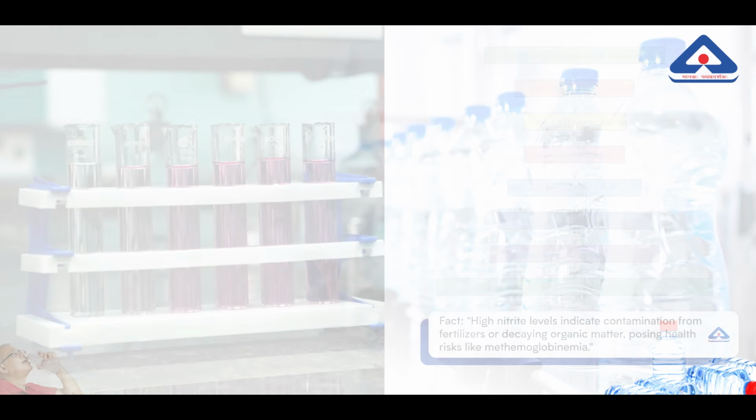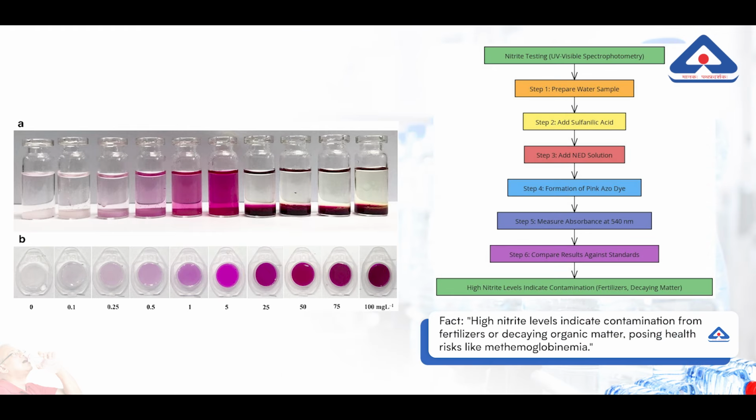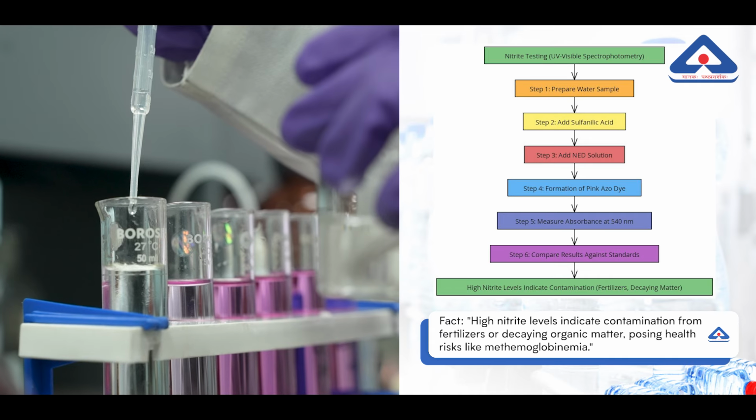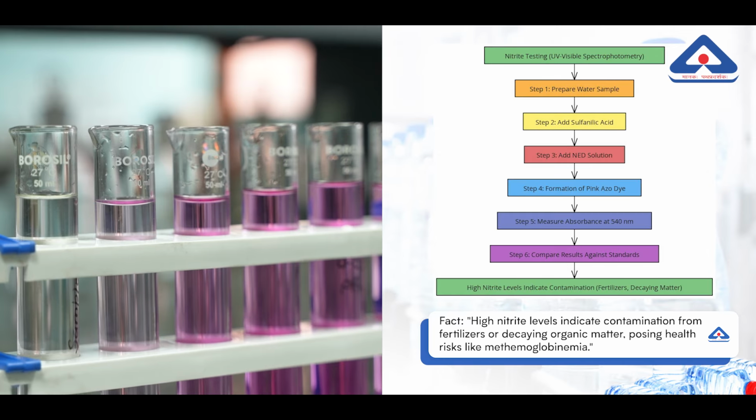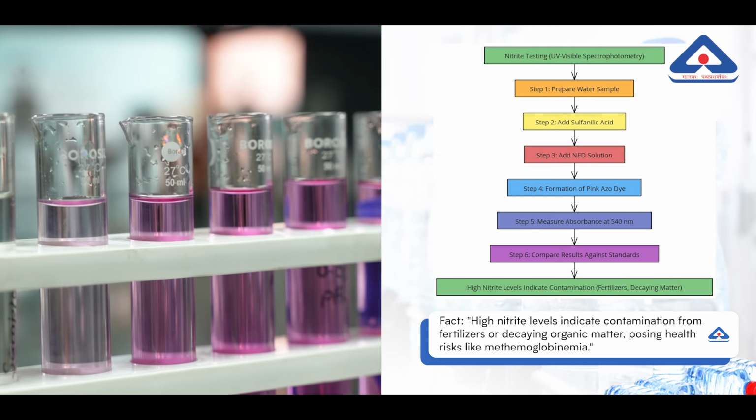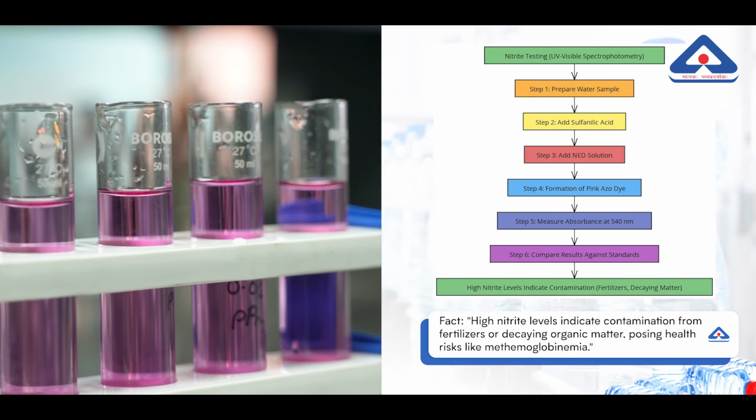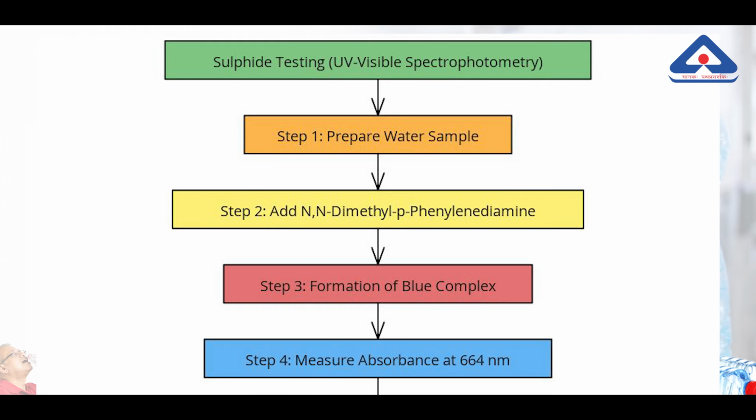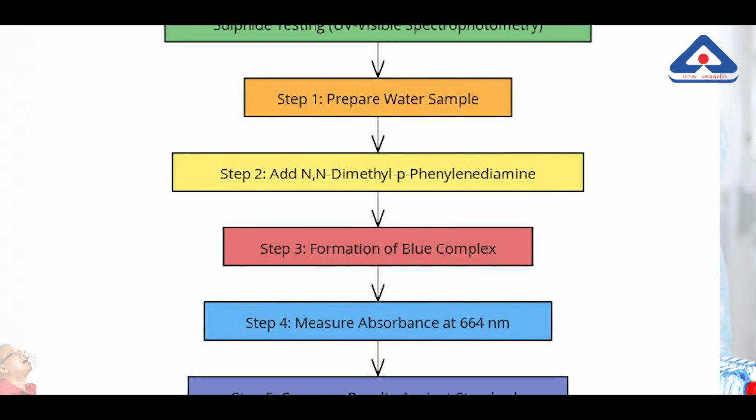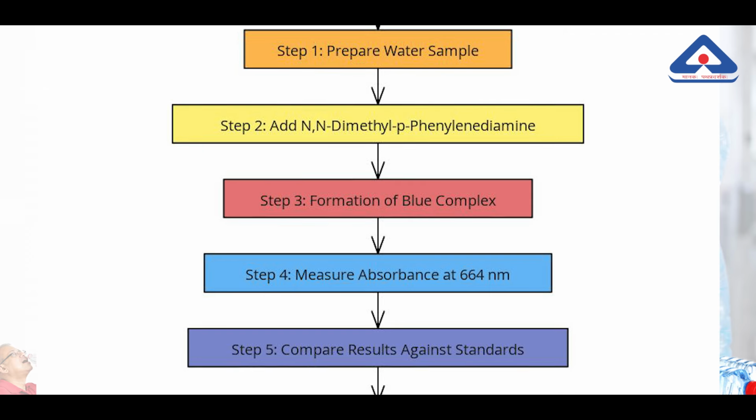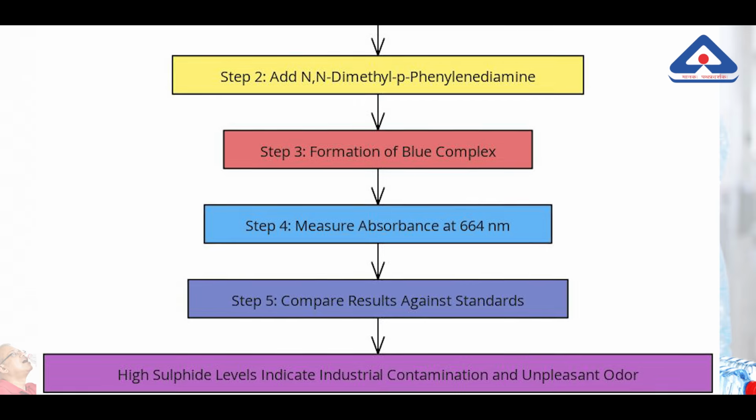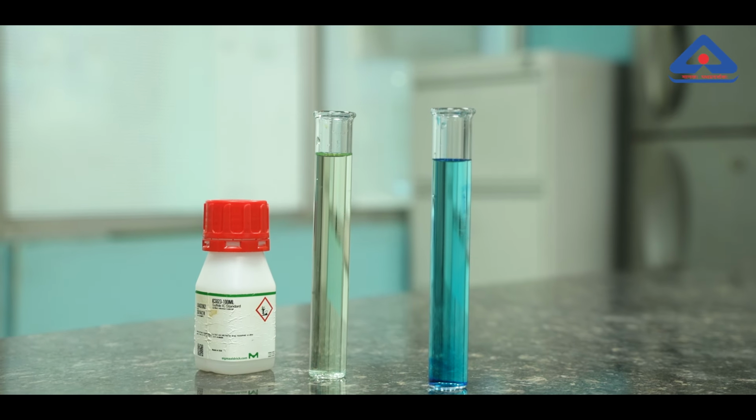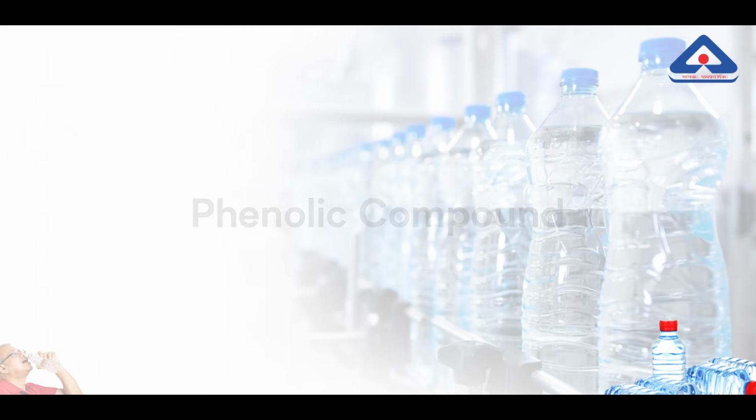Nitrites are tested using a colorimetric method. The sample is treated with sulfanilic acid and NED solution to form a pink azo dye, and the absorbance is measured at 540 nanometers. Sulfides are tested using a methylene blue method. When sulfides react with N,N-dimethyl-p-phenylenediamine, they form a blue complex measured at 664 nanometers.